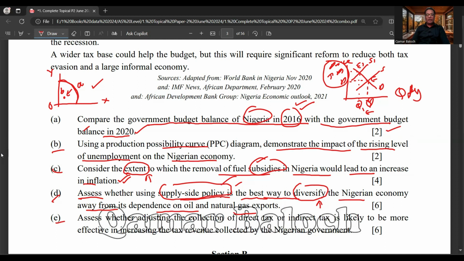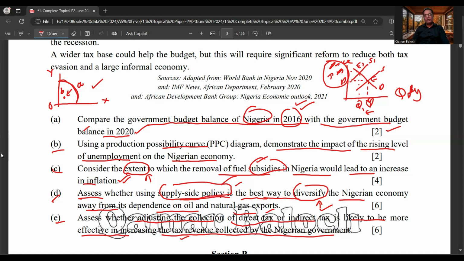And moving to part E of this question: assess whether adjusting the collection of direct or indirect tax is likely to be more effective in increasing the tax revenue collected by the Nigerian government. Okay, so again, this question also has technical words and terms of economics, such as direct tax and indirect tax, and then tax revenue definitely.